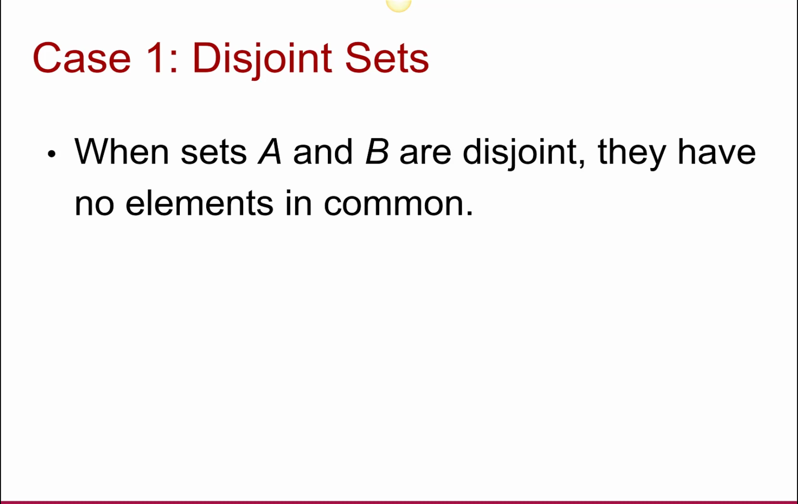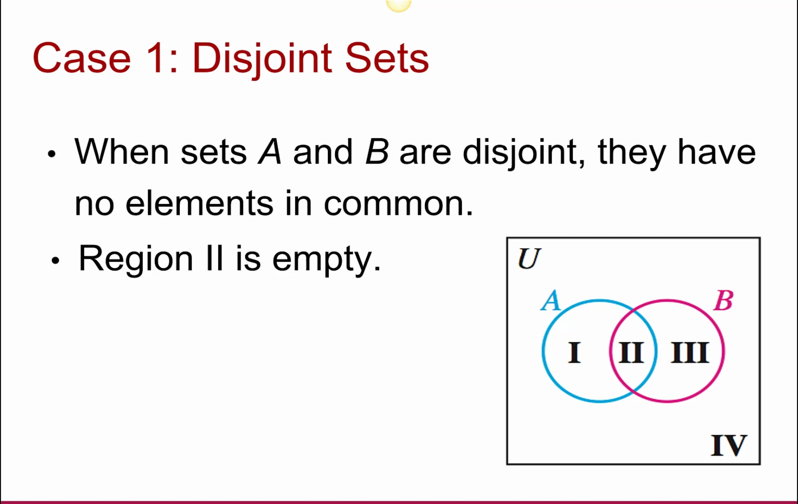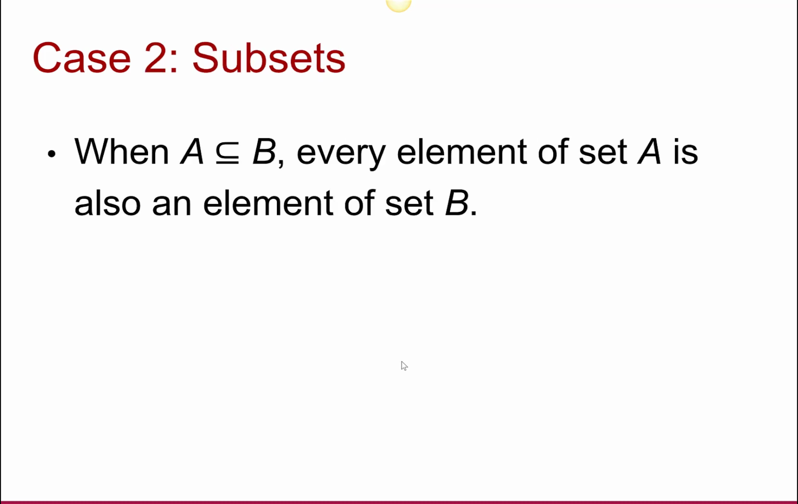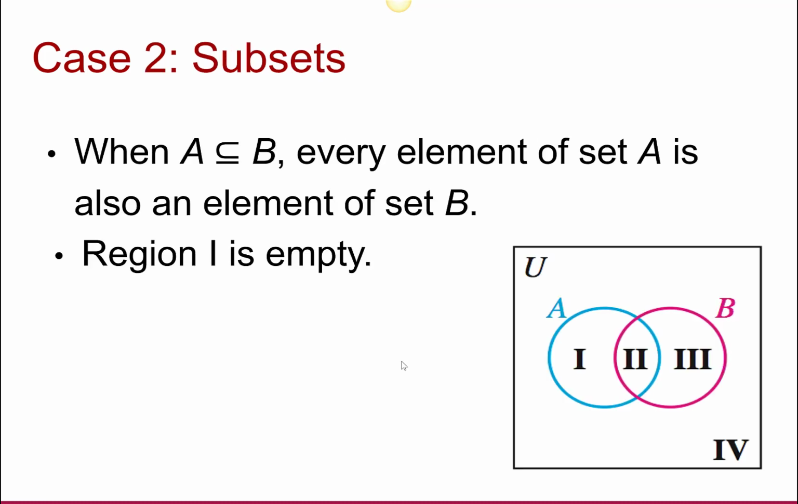So again, disjoint sets are sets A and B that have no elements in common. This is the general form that we use for a two-set Venn diagram when we label the regions 1, 2, 3, and 4. When they're disjoint sets, there won't be any elements in region 2 of the Venn diagram. When we have subsets, if we go back to the general diagram here, and A is a subset of B, then region 1 will be empty because all the elements in A are also included in B.